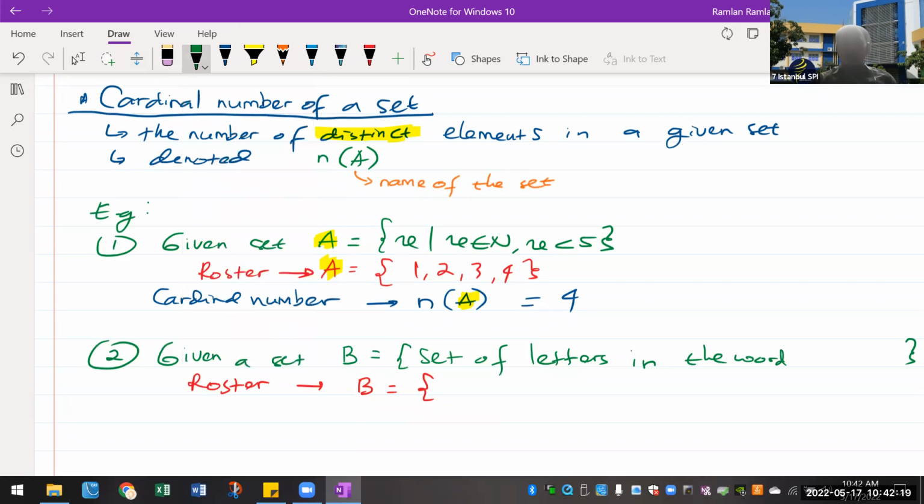The word algebra. Okay, here we go. This is the set in the statement form. I would like you to again write down the roster form of set B, for example. Okay, saya tunggu 1 menit ya.